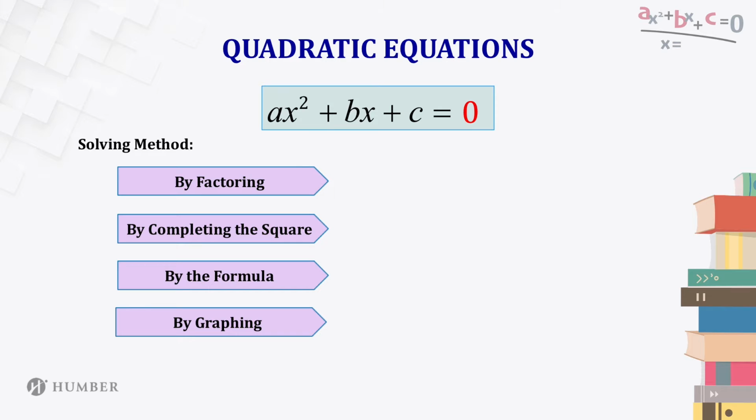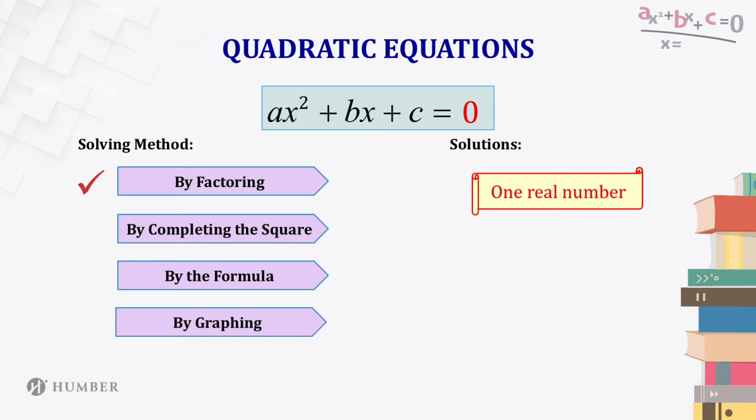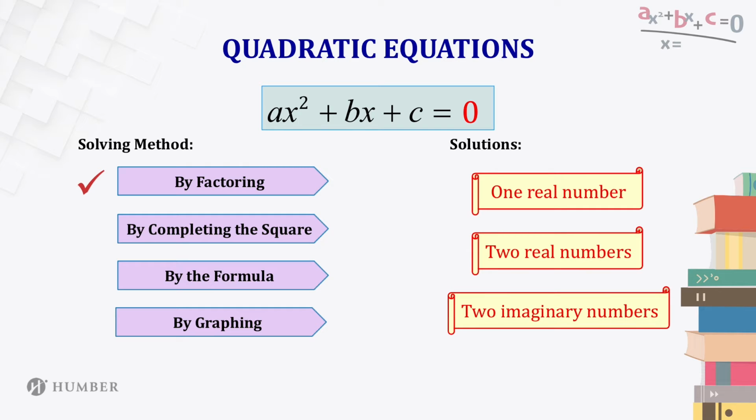However, all methods start with setting the equation equal to 0, which is very important. I'd like to show the method by factoring in this video. There are three types of solutions. One solution, which is often called double root. Two solutions with real numbers or imaginary number cases.